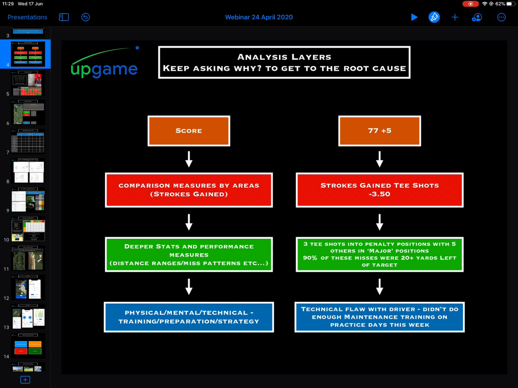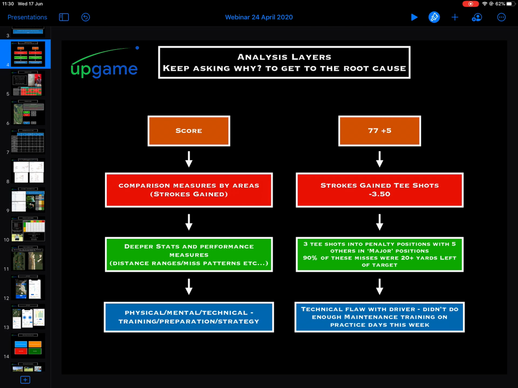I like to think of analysis as different levels to it. So you'd have level 1, ultimately the score, so +5. Level 2 would be the comparison measures, the typical sort of strokes gain stats that you see now.